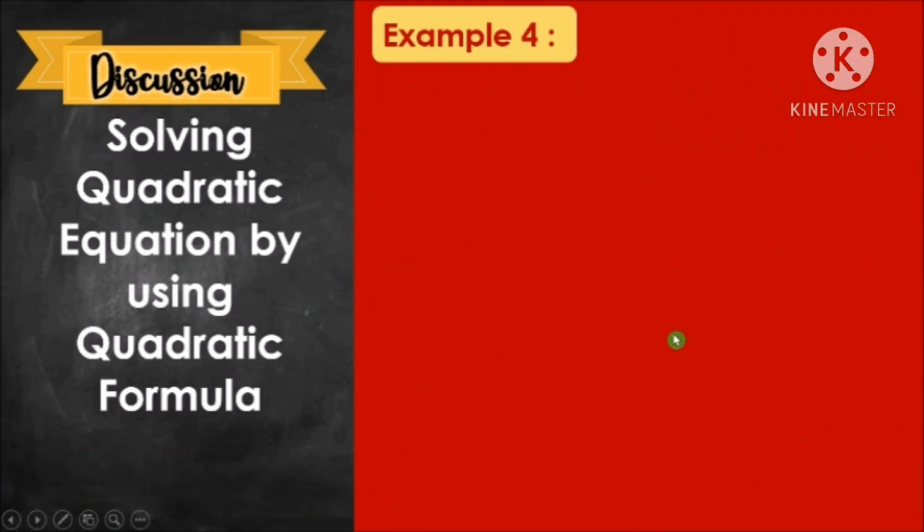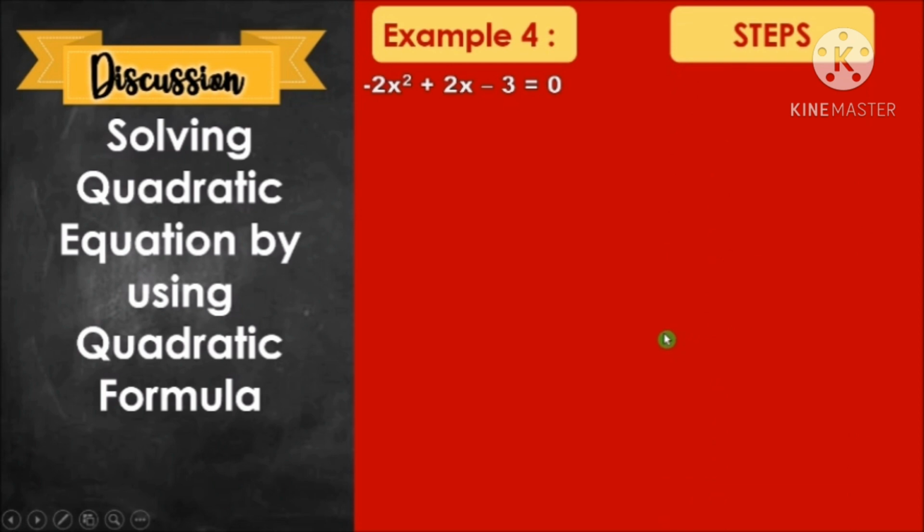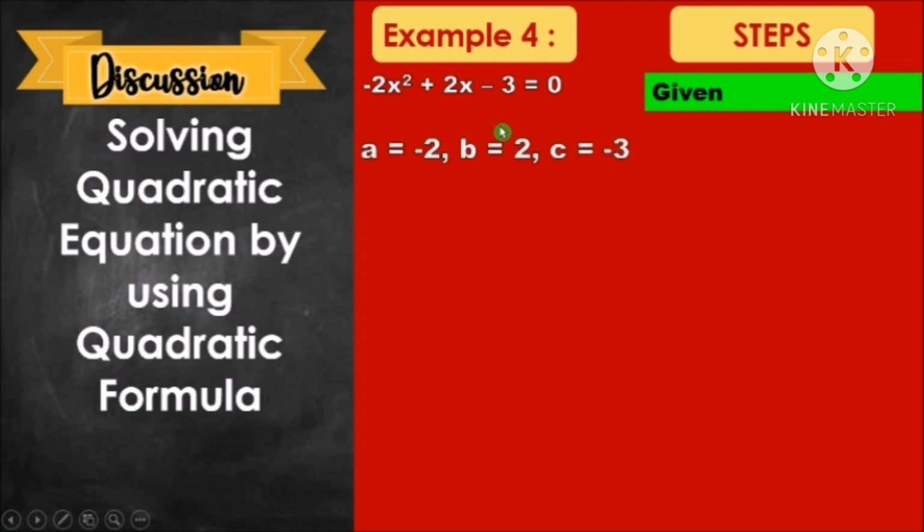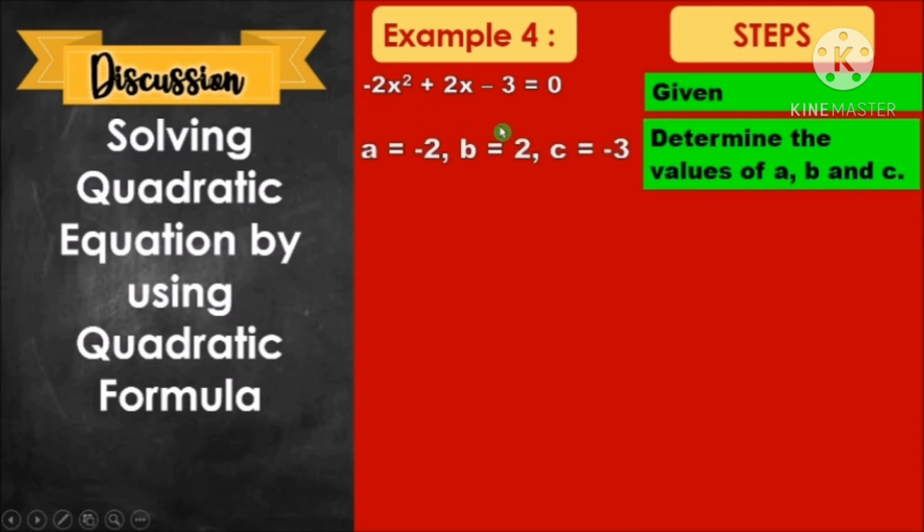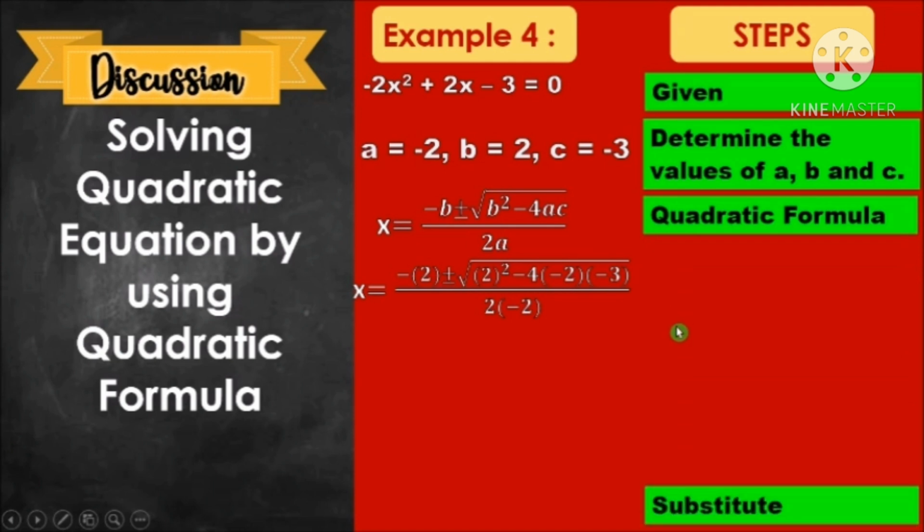For the last problem, we have negative 2x squared plus 2x minus 3 equals 0, which is our given. And kung titignan natin nung ibinigay, this is already equated to 0 at wala naman na tayong pagsasama-samahin pa sa left side. Then we can now determine the values of A, B, and C. Our A is negative 2, our B is 2, our C is negative 3. Then copy the formula, then substitute.